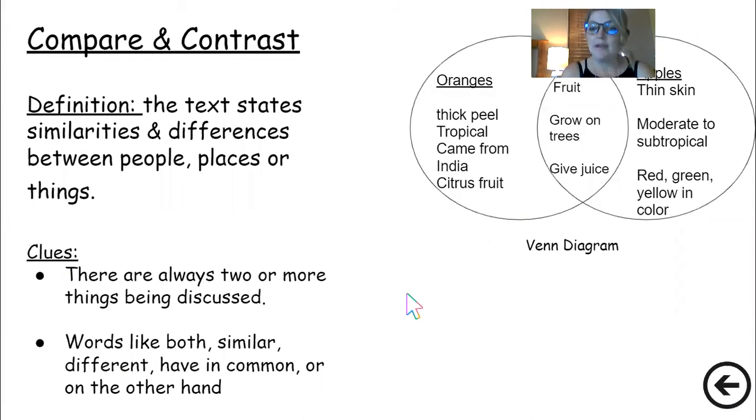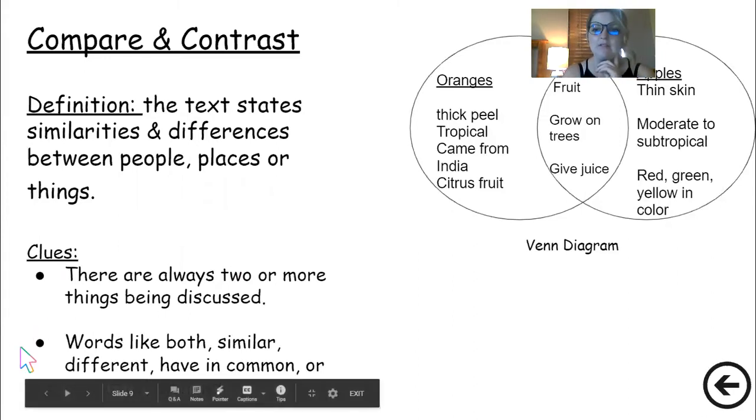We're talking about compare and contrast. Okay, we just talked about description. Now compare and contrast. Okay, definition is the text states similarities and differences between people, places, or things. Similarities and differences. Okay, the clues are there are always 2 or more things being discussed. You have to have at least 2 people, places, or things to compare and contrast. Okay, so that's a little clue that you might have.